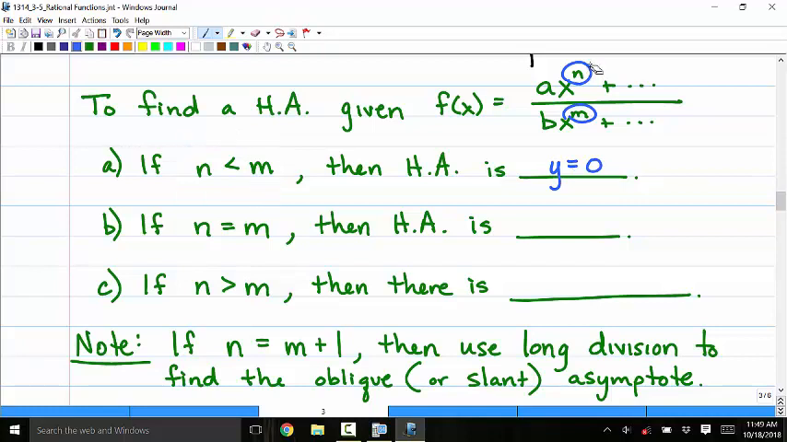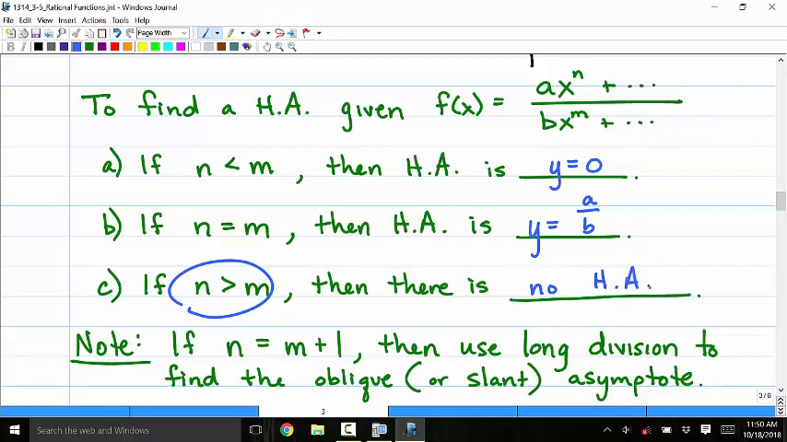If the degree of the numerator is the same as the degree of the denominator, we look at the ratio of the leading coefficients. The horizontal asymptote is y equals a over b. And last, if the degree of the numerator is bigger, if it's top-heavy, there's not a horizontal asymptote.